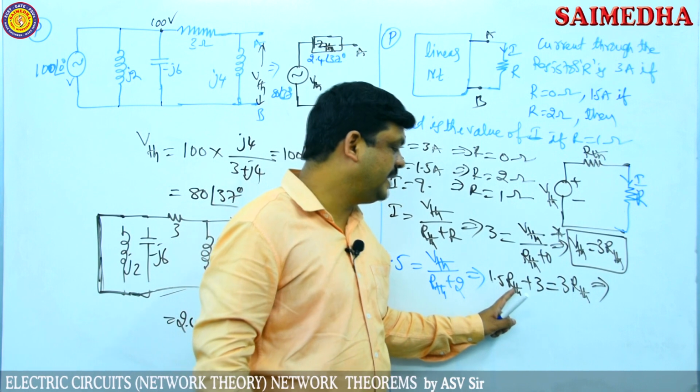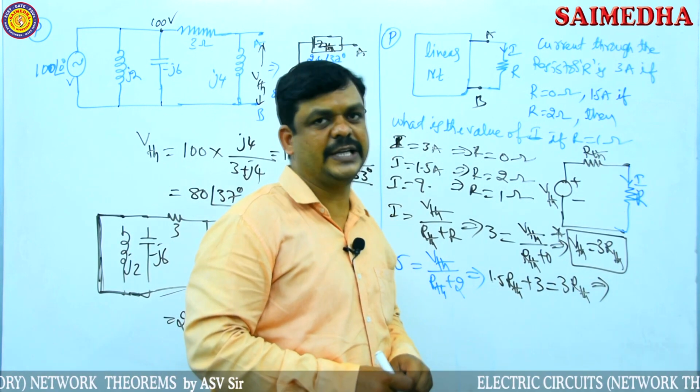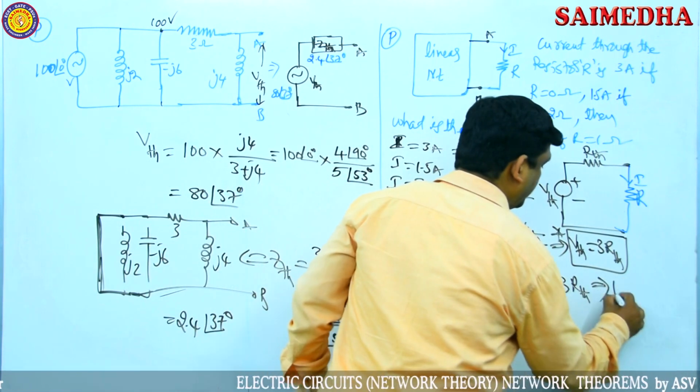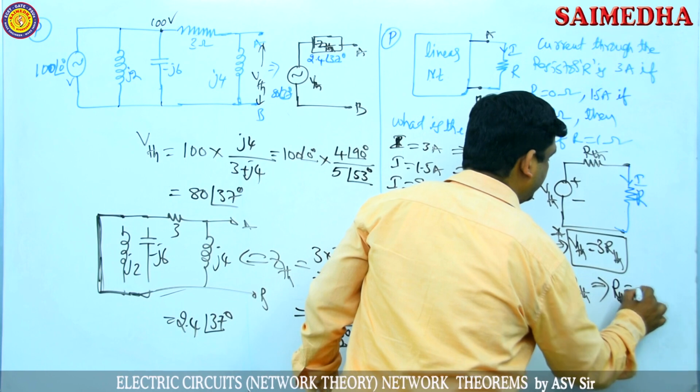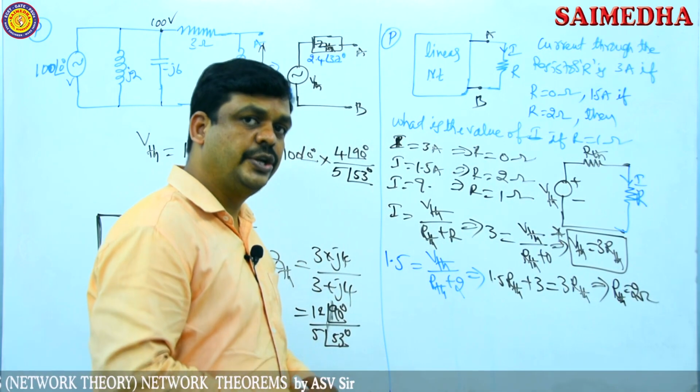So here 1.5 R Thevenin and 3 R Thevenin. Take this to the other side, then it becomes 1.5 R Thevenin. R Thevenin is equal to 3 by 1.5. So R Thevenin gives you directly 2 ohms. Thevenin's resistance here is 2 ohms.